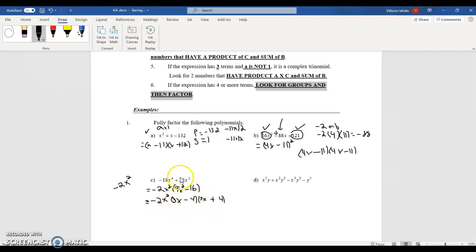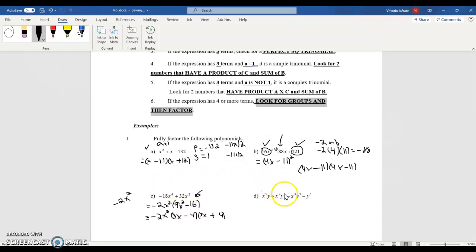So notice, taking out that greatest common factor first allowed me to use another trick later on to make factoring a lot easier. Otherwise, this would have been very difficult to do on its own, and may have required other more complex strategies. So now we'll take a look at D over here.